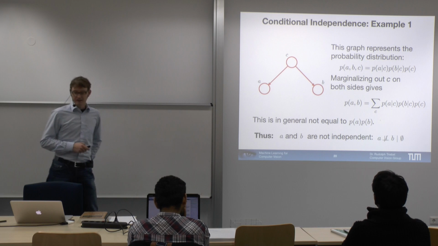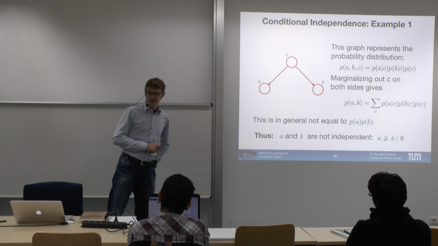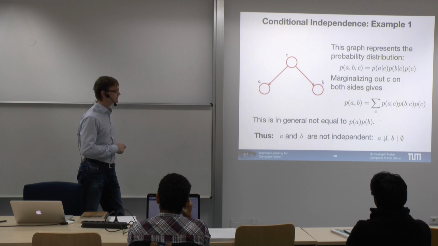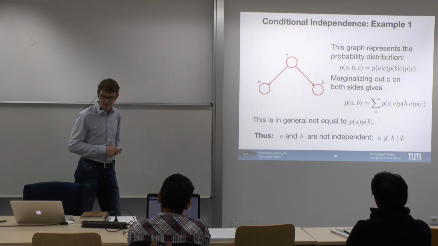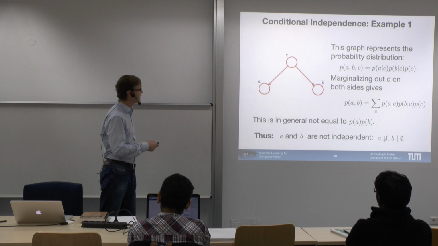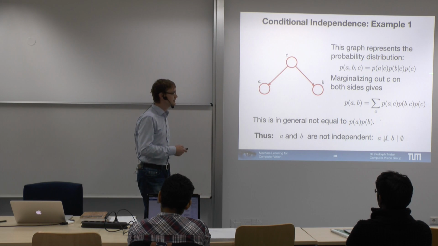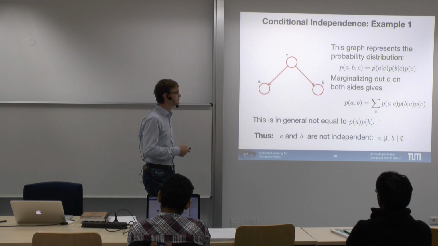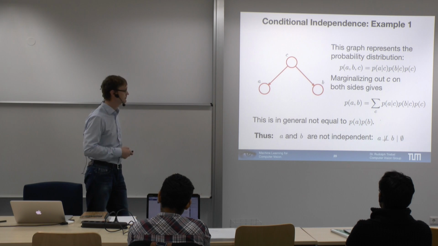Now, let's have some examples of very simple Bayesian networks and look at the underlying dependencies and conditional independencies. First of all, look at this graph. We have 3 nodes, and we have arrows from C to A and C to B. This graph represents this joint probability distribution: P of A, B, and C is equal to P of A given C times P of B given C times P of C. We can directly read this off the graph.